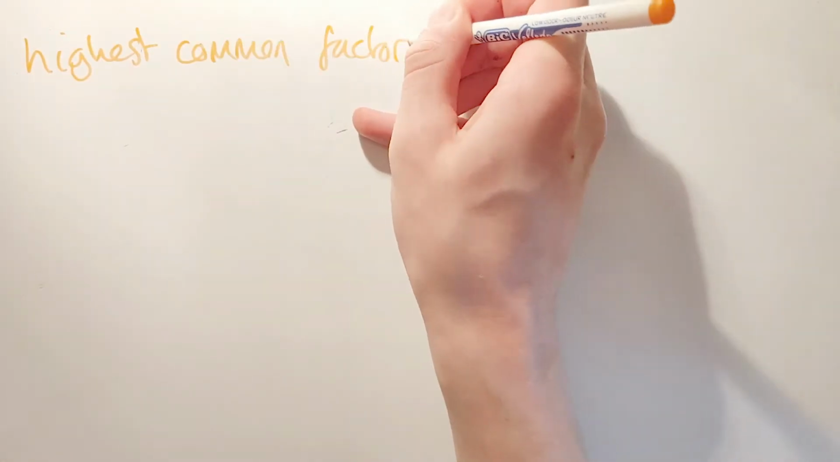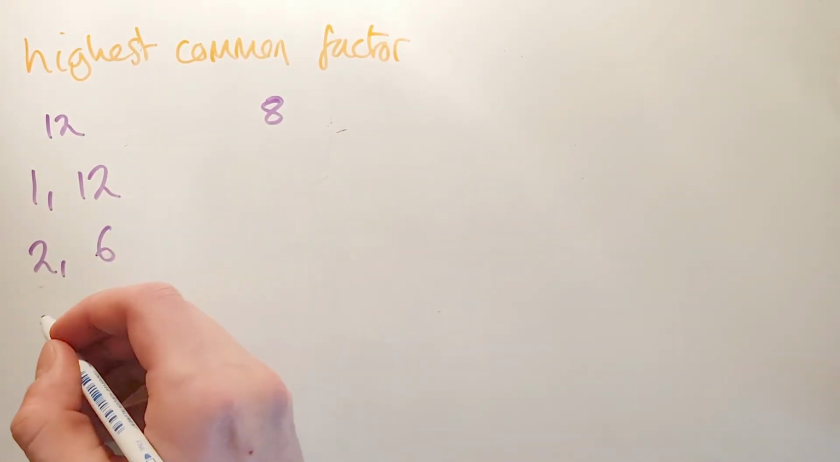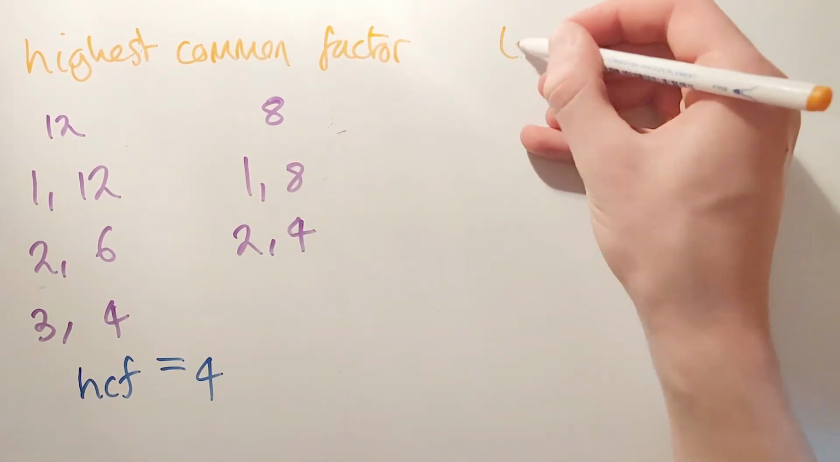Let's move on to the concept of highest common factors and lowest common multiples. The highest common factor is the highest factor that goes into both numbers. For example, the highest common factor of 12 and 8 is 4.